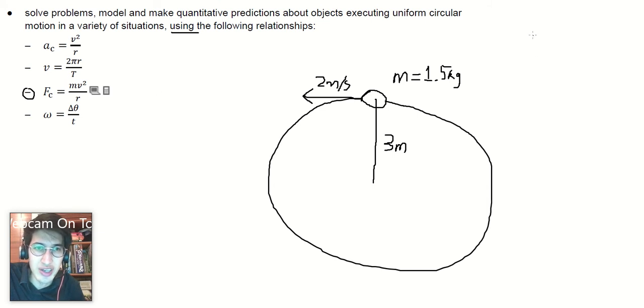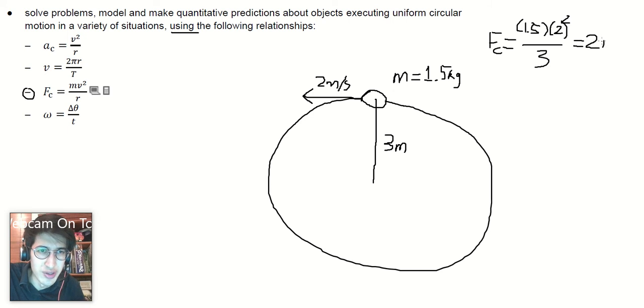So let's do this. I actually think the numbers worked out pretty simple. Centripetal force is equal to mass 1.5 times velocity squared. Velocity is 2 meters per second squared, divided by radius, which is 3. 2 squared is 4. 4 times 1.5 is 6. 6 divided by 3 is 2 newtons. In this case, easy. And where is that force? That force is acting on the ball, pulling it down towards the center, keeping it moving in a circle.